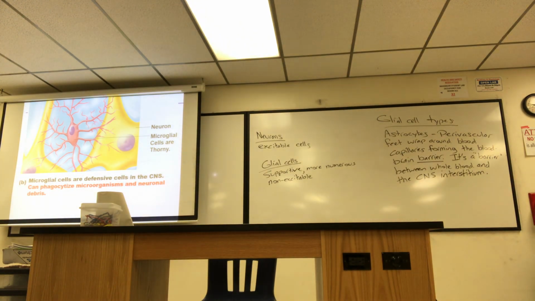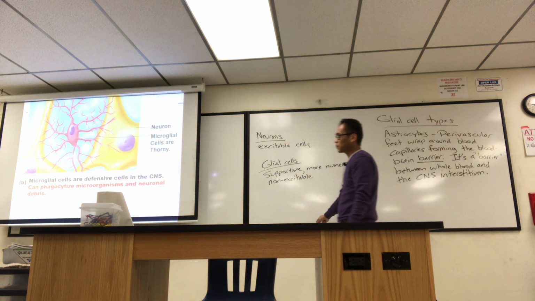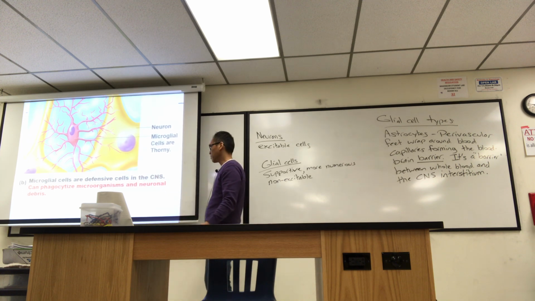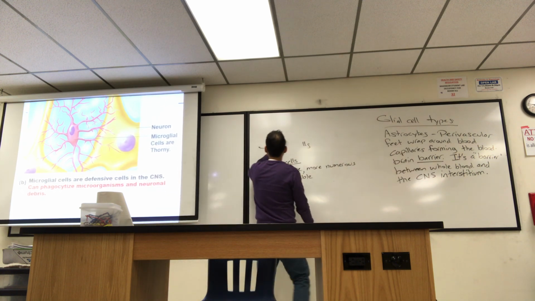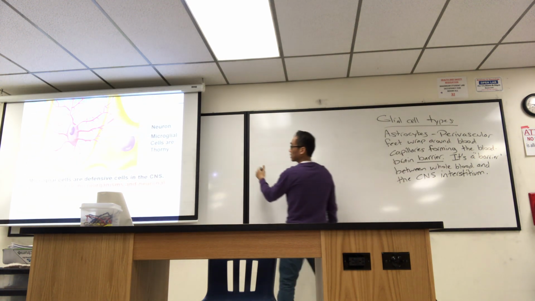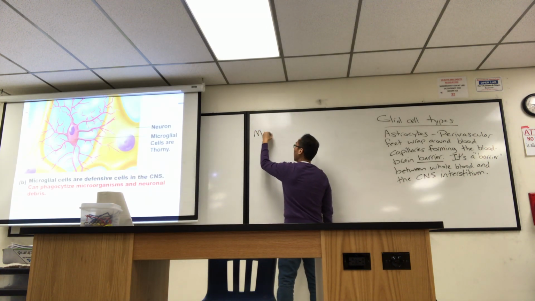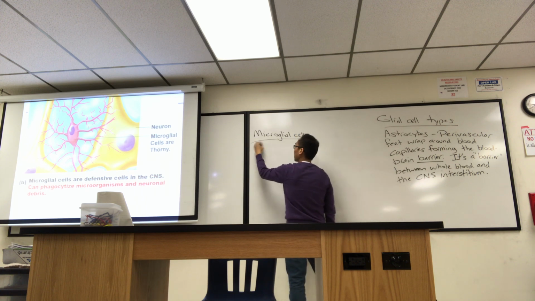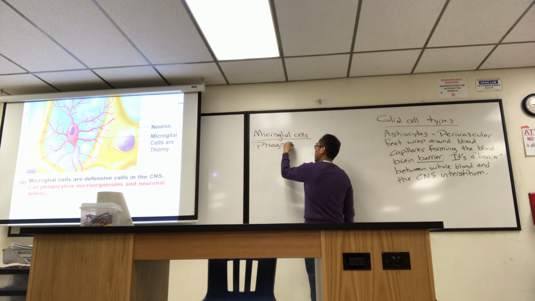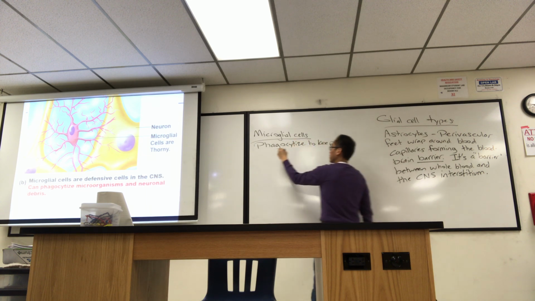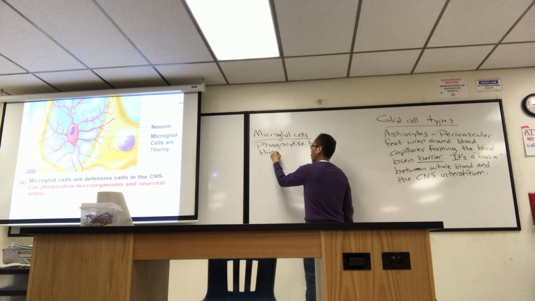This is a picture of a microglial cell. They're basically like the macrophages of nervous tissue. They just keep things sterile by phagocytizing microorganisms and pathogens. So that is microglial cells. Things sterile.